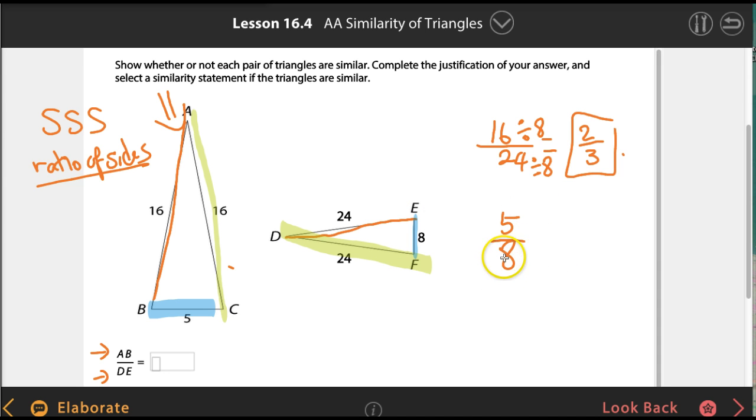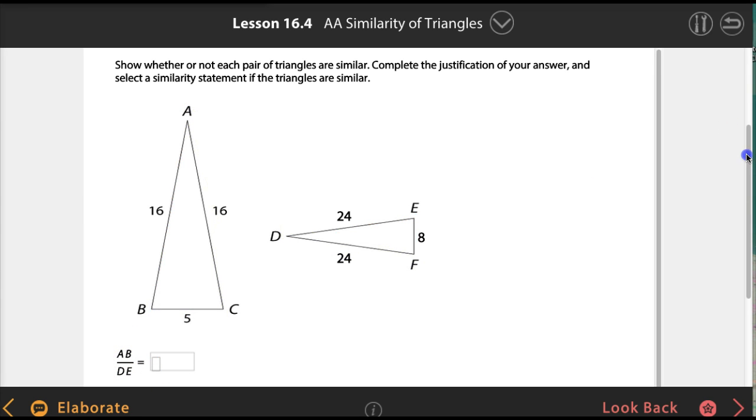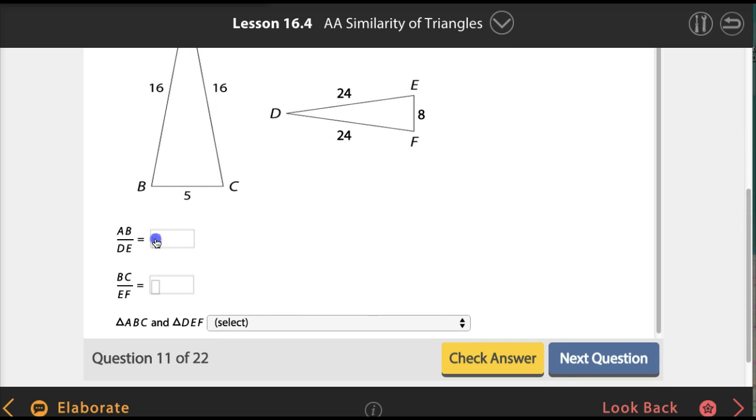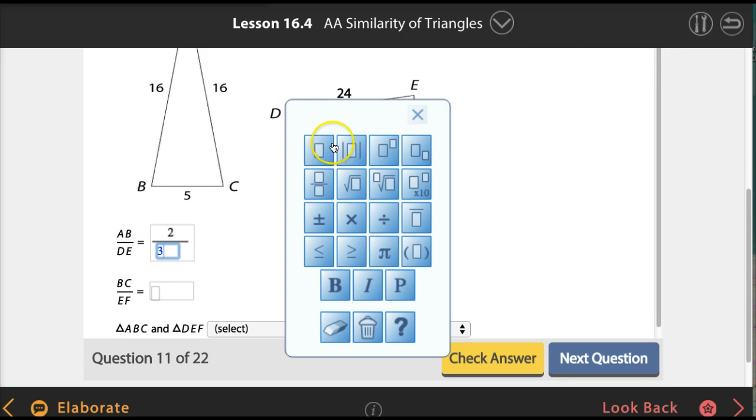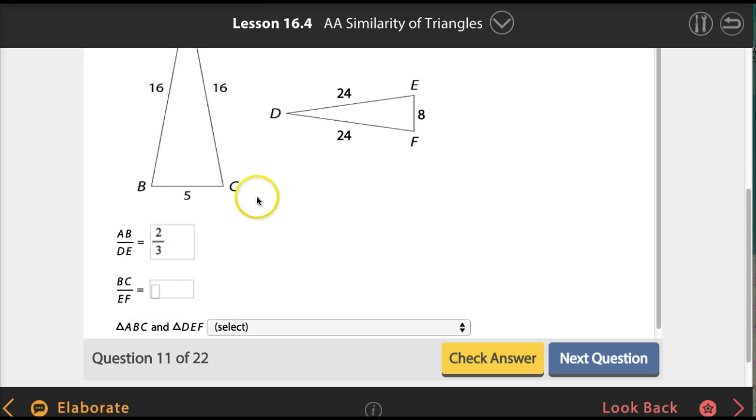No. I see a problem here. Do you see the problem? Yeah, look. The ratio for the two sides over here and then the base are not the same. What did I say? The ratio of the sides have to be congruent. They have to be the same, okay? So the ratio for AB over DE is 2 over 3. Okay, so I'm gonna put in my answer. It's 2 over 3, and then BC and EF was, we just did this, 5 over 8, right?